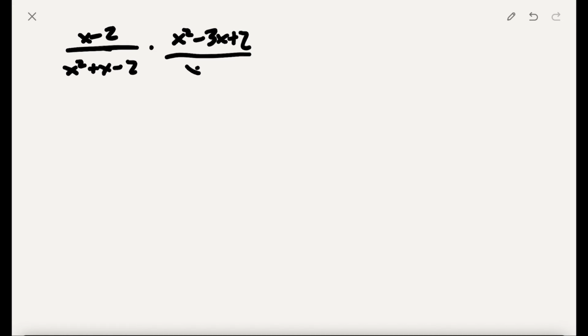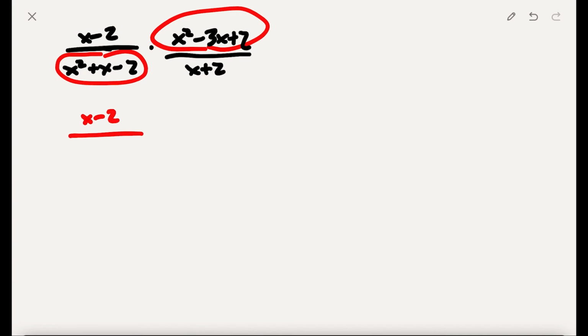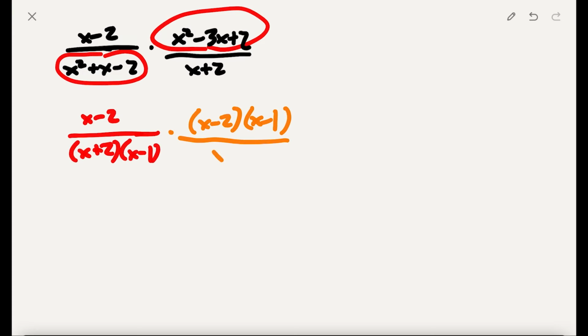Okay, the next one. All right, the next one is x minus 2 all over x squared plus x minus 2 times x squared minus 3x plus 2 all over x plus 2. Okay, first thing I'm going to do is factor everything. So this right here can be factored, and this right here can be factored. So you're going to be left with x minus 2 over x plus 2 times x minus 1. And then you're going to multiply this by x minus 2 times x minus 1. And then all of this is divided by x plus 2.